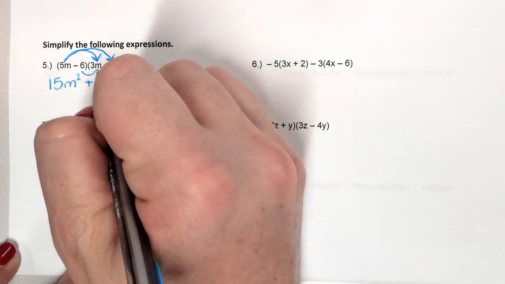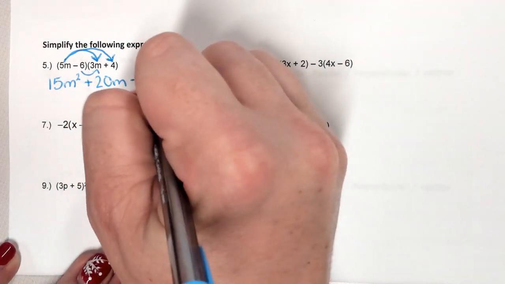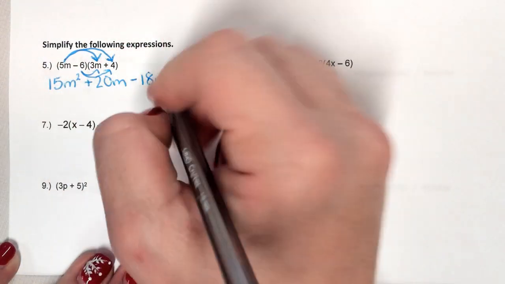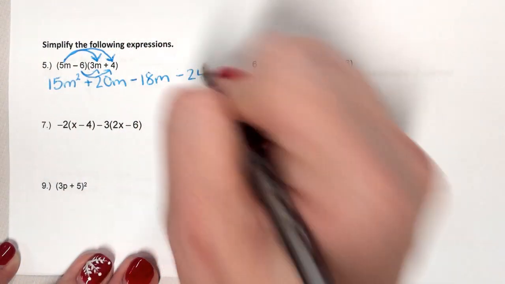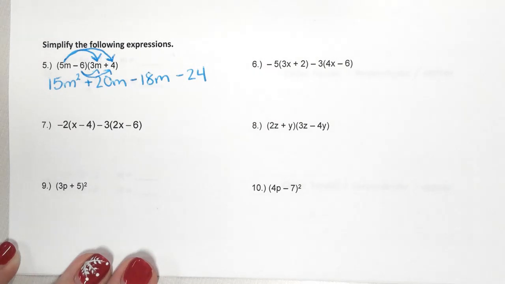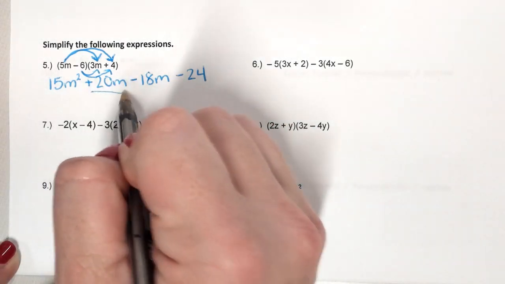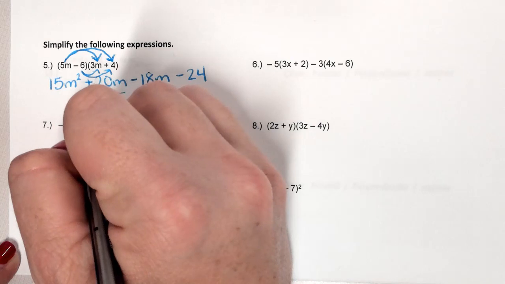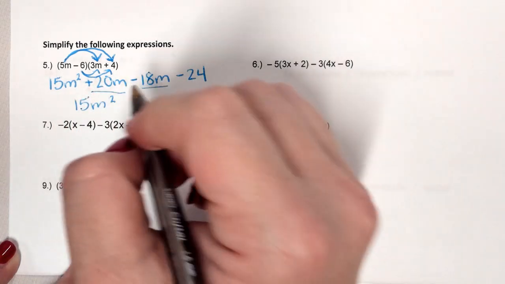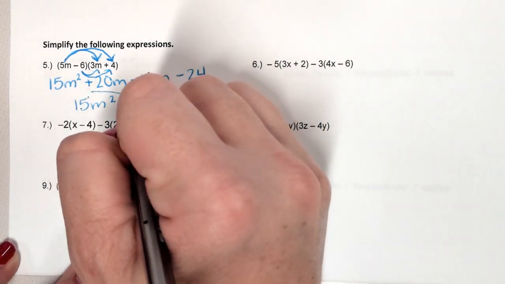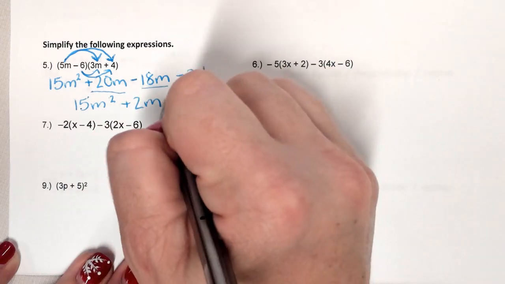Negative 6 times 3m is negative 18m once. And negative 6 times 4 is negative 24 with no m's. Well, then we have to combine like terms. Here's my like terms. So I have my 15m squared. And then 20 minus 18 is positive 2m minus 24.